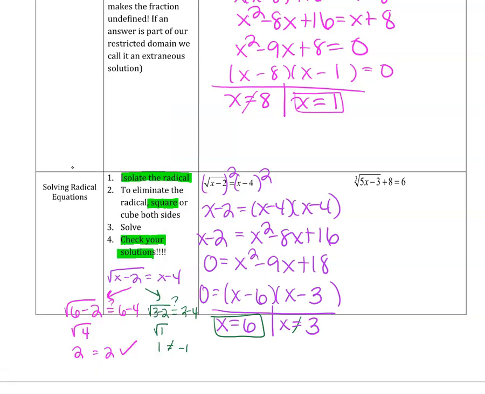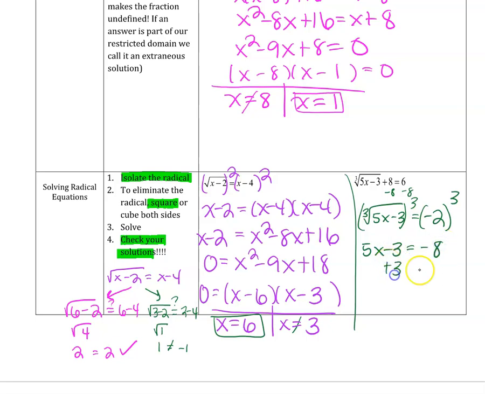Alright, solving the cube root problem. Notice that it's not alone. You got to subtract the 8 first. So cube root of 5x minus 3 equals negative 2. And then for this, I would cube both sides. Add the 3 over.